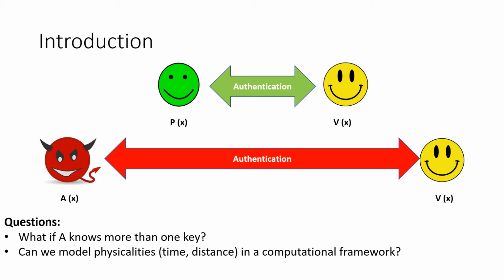For this paper, we had two main questions. The first one was what if adversaries are significantly more powerful than usual? So what if, for instance, the adversary has more than one key, or what if he has more advanced channel manipulation abilities? Does this lead to new attacks? And the answer is yes.